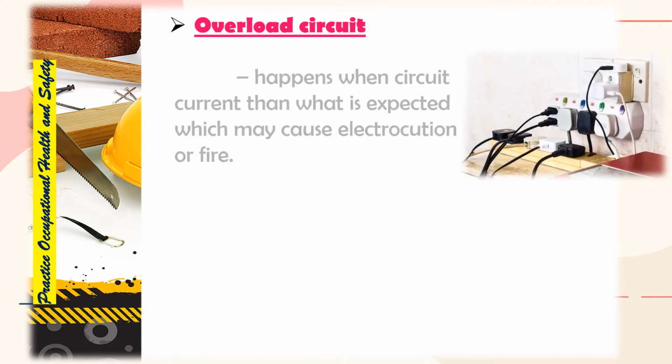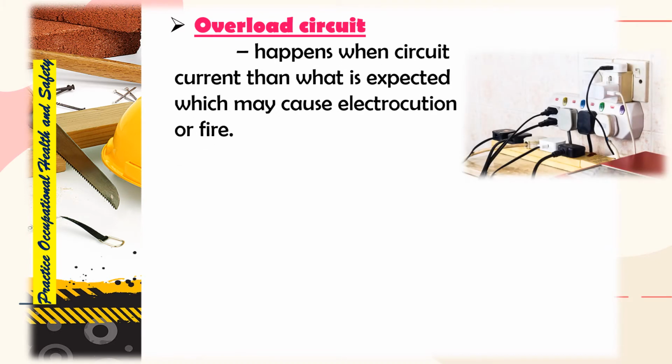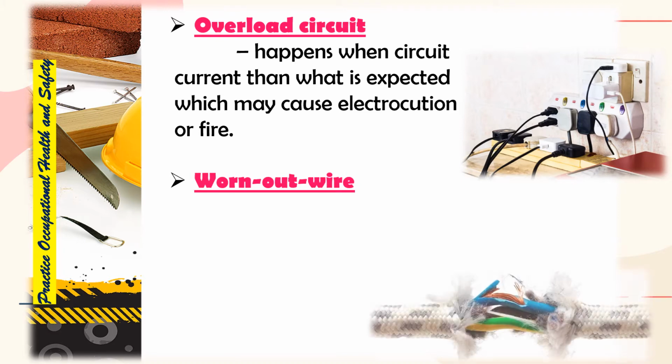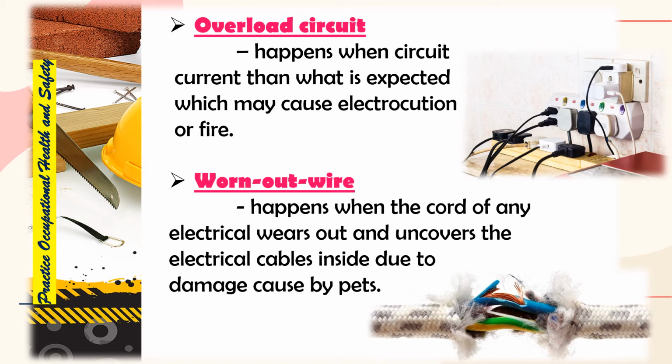Okay, we also have the overload circuit. It happens when the circuit carries more current than what is expected, which may cause electrocution or fire. And then worn out wire happens when the cord of any electrical equipment wears out and exposes the electrical cables inside, due to damage caused by pets.